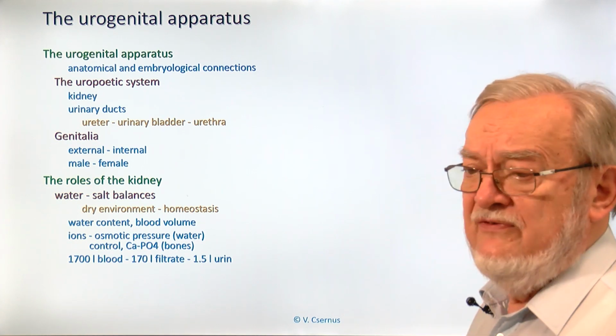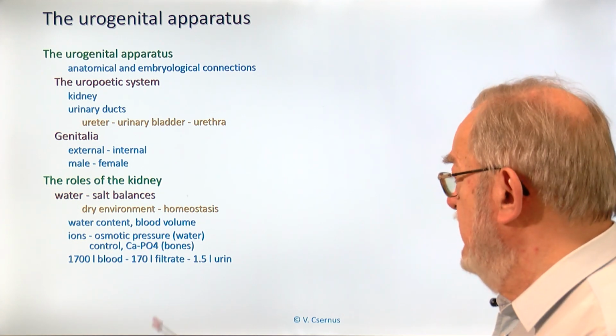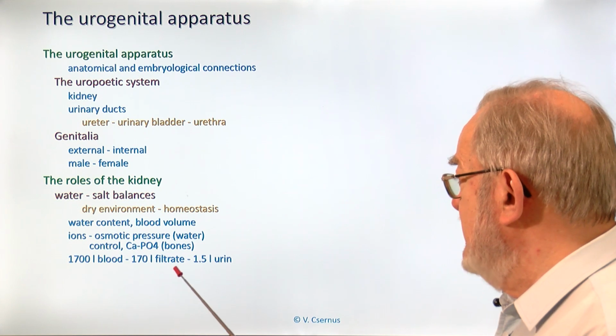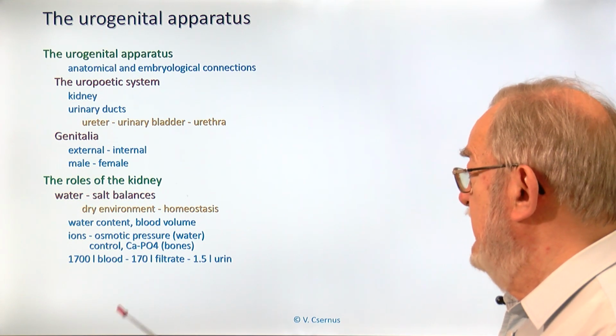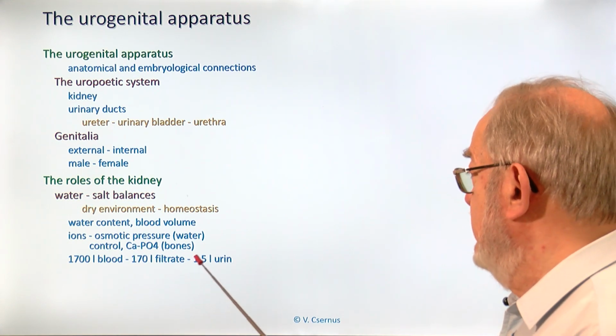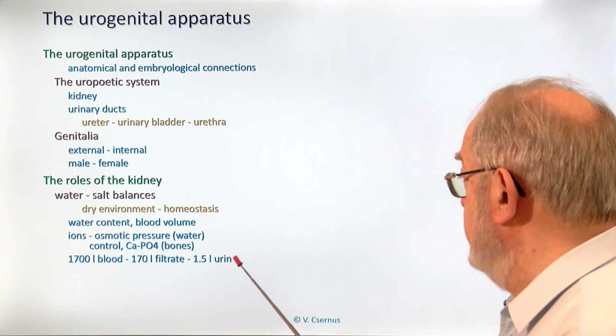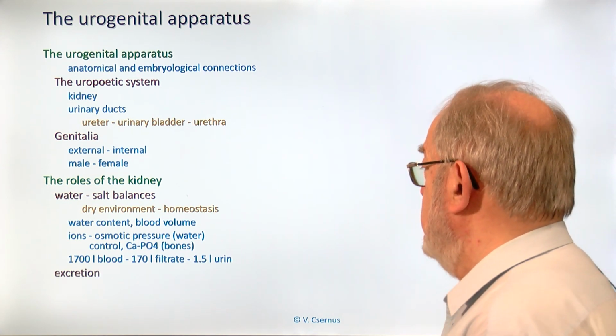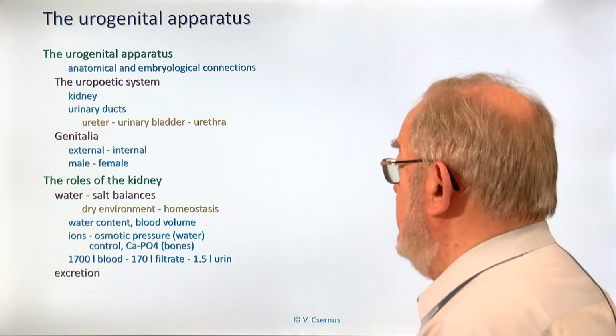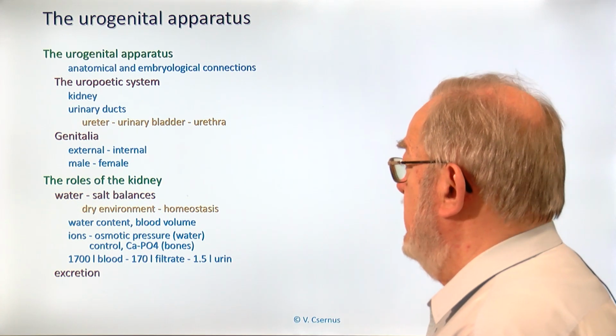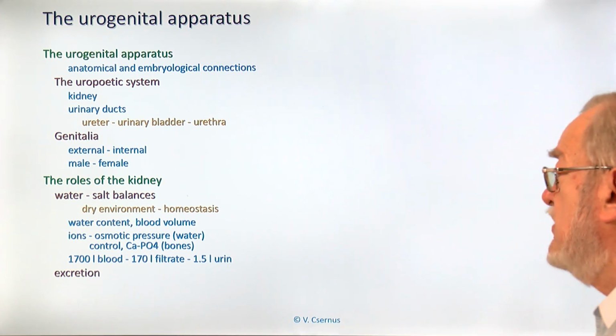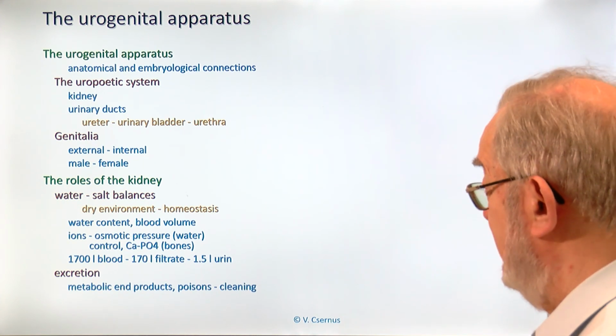The kidney does a lot of work. 1,700 liters of blood flow through the kidneys every day. From that, it makes one-tenth as a filtrate, 170 liters, and finally it absorbs most of it to make 1.5 liters of urine. Beside the water and salt balance, the other function of the kidney is the excretion.